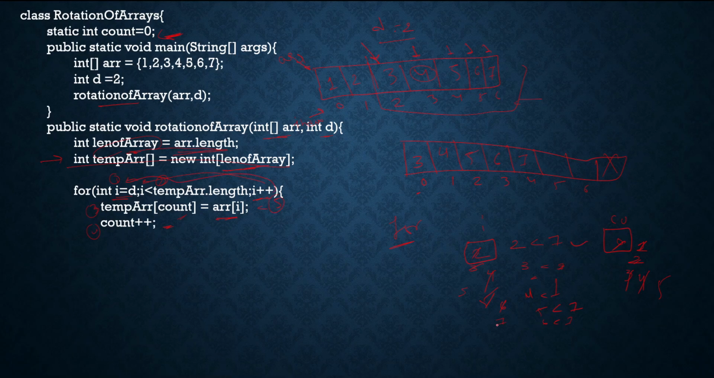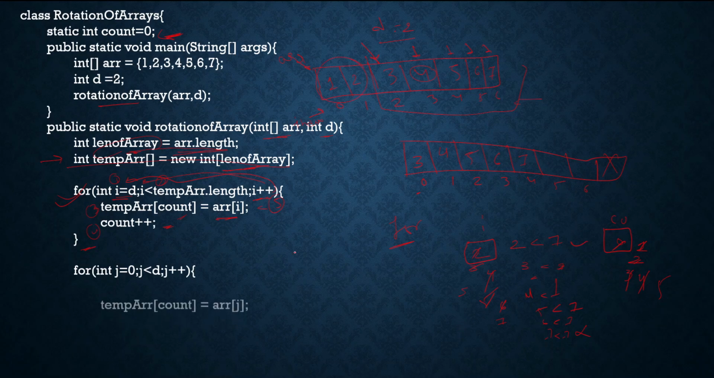Okay, 7 is less than 7. It has been false, which means your for loop has been completed. Now the for loop has been completed, which means this has ended. Now again, as per the pseudocode, what do we need to do? We need to copy these first two data over here.